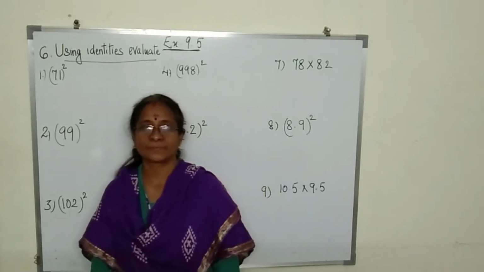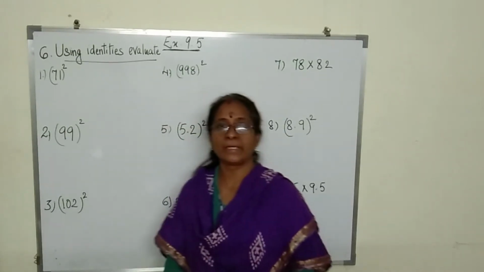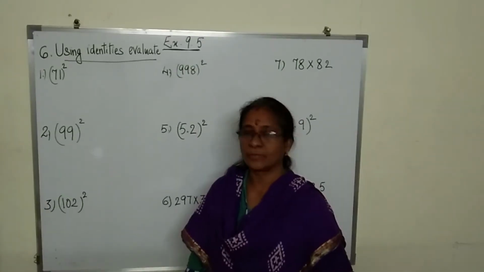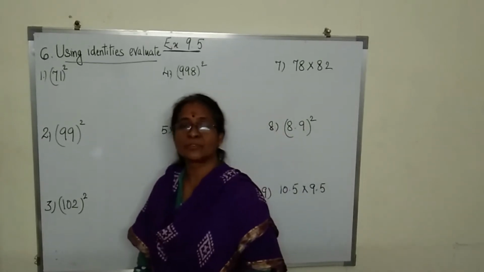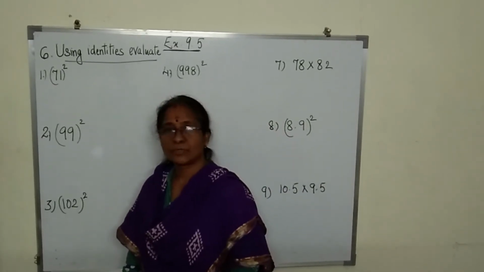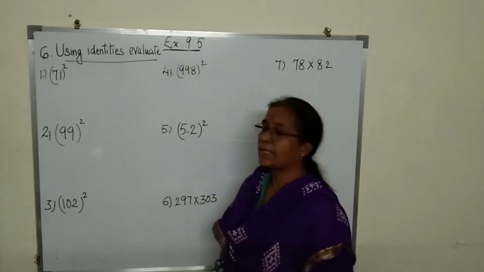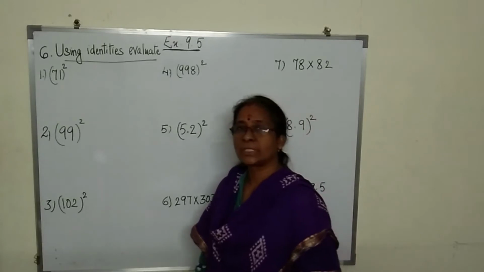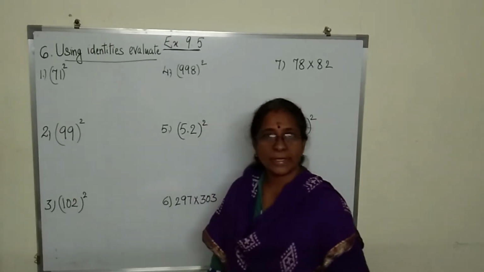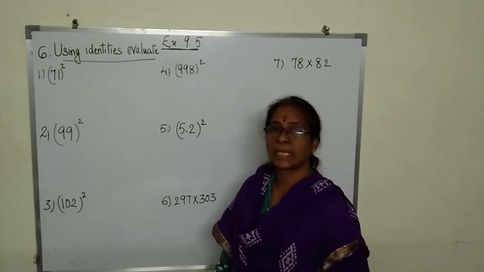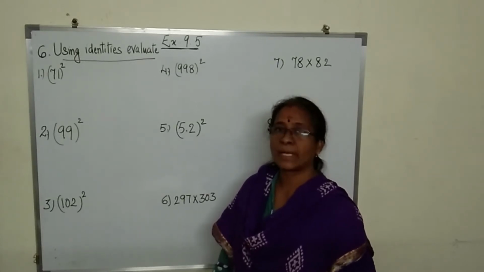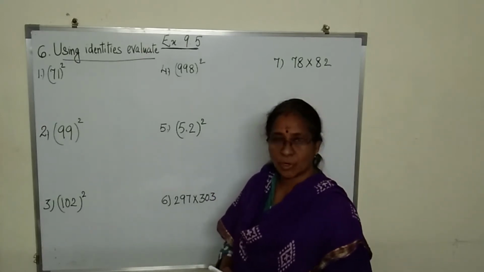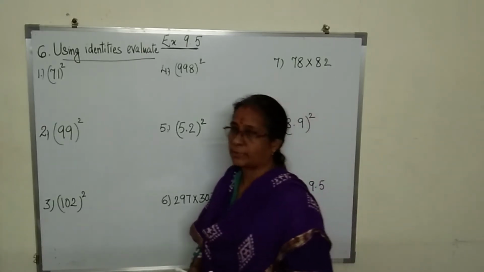Dear students, till now we have completed 5 questions from exercise 9.5. Today we are going to start with question number 6. In question number 6, we have to find the product of numbers or squares of numbers using the identities which we have already learned. Now let us see how to apply the identities to find the value of squares of numbers or product of numbers.